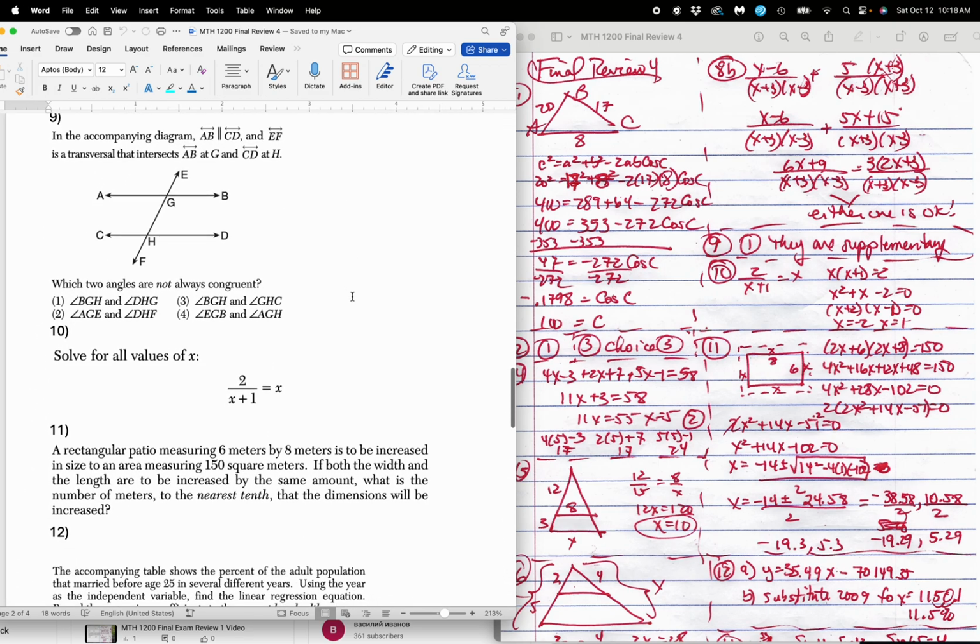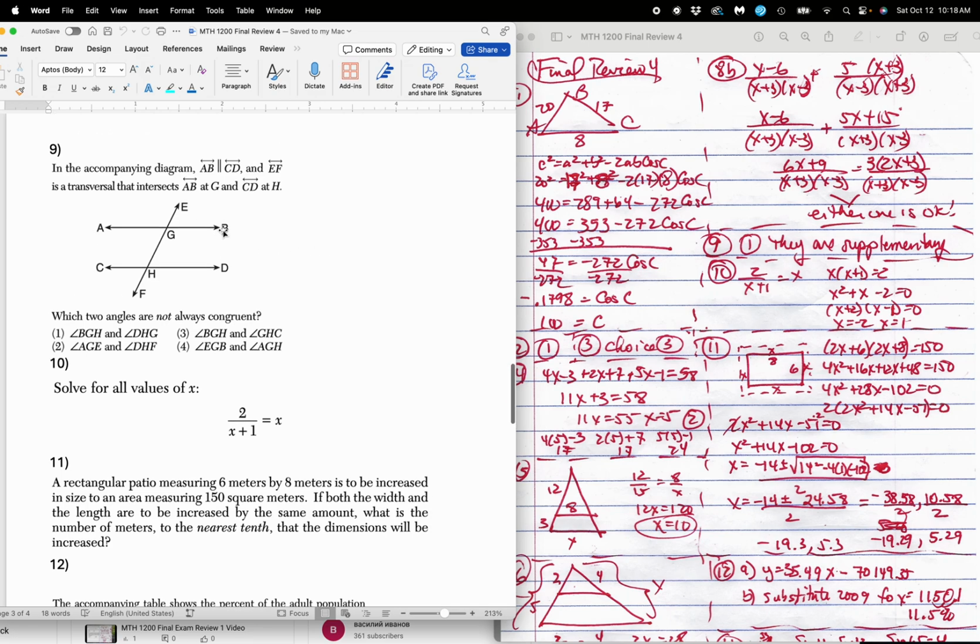Number 9, which two angles are not always congruent? Well, if I have BGH and DHG, I don't know how you want to look at it, but one's obtuse, one's acute, so they're not going to be congruent. Another way to look at it is that they're consecutive interior angles, which are always supplementary and add up to 180. And if you did drag and drop, they'd end up next to each other making a straight line, which makes them supplementary. So any way you look at it, choice 1.